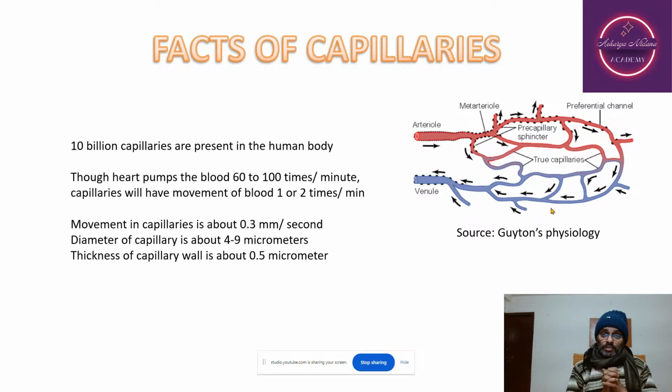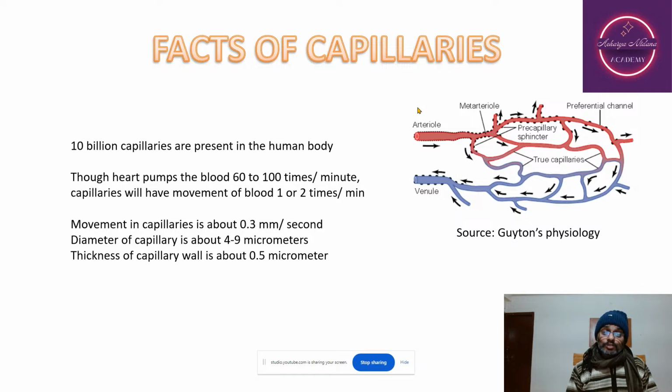The total human body contains some 10 billion capillaries. When you say about 10 billion capillaries, it means that for each and every aspect at the very micro level, billions of capillaries are present. So look into that. See here, one, two, three, four. In this particular example, nearly four capillaries are present. Like that, 10 billion capillaries are present in the overall human body.